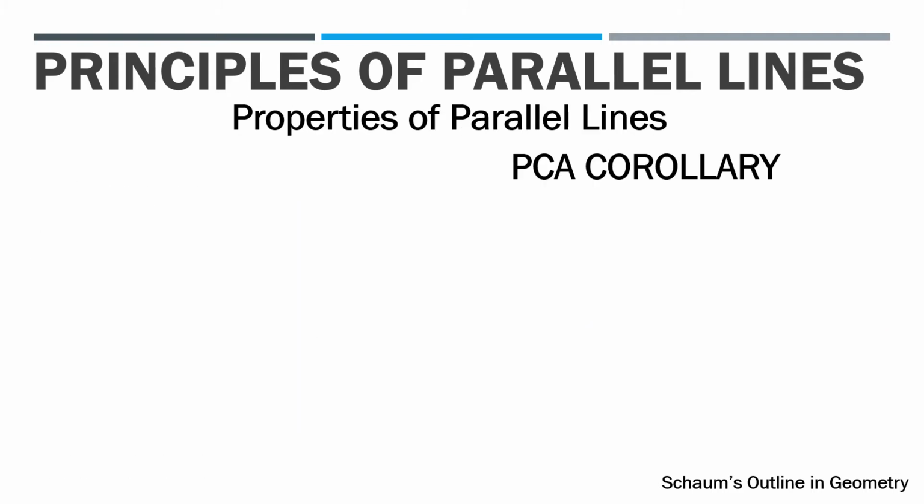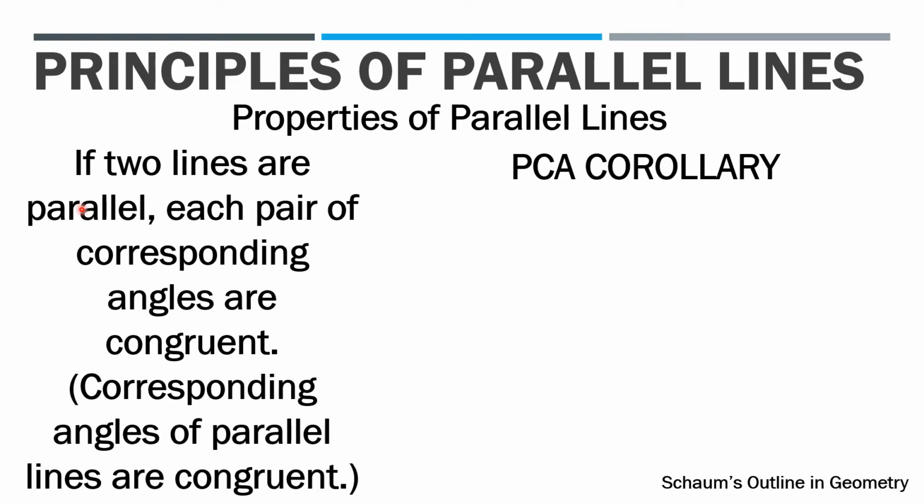The next principles will help us in making consequences in our proofs when we are given parallel lines. These principles are converses of the principles mentioned a while ago. If two lines are parallel, each pair of corresponding angles are congruent. In other words, corresponding angles of parallel lines are congruent.